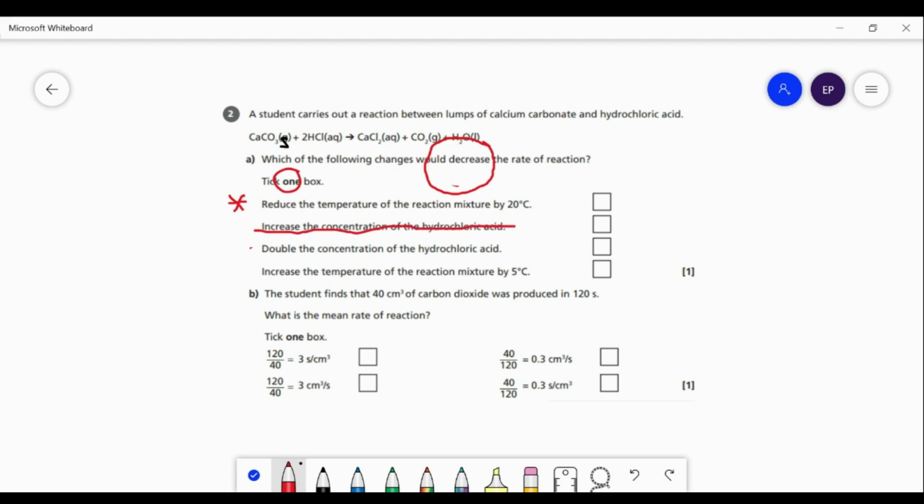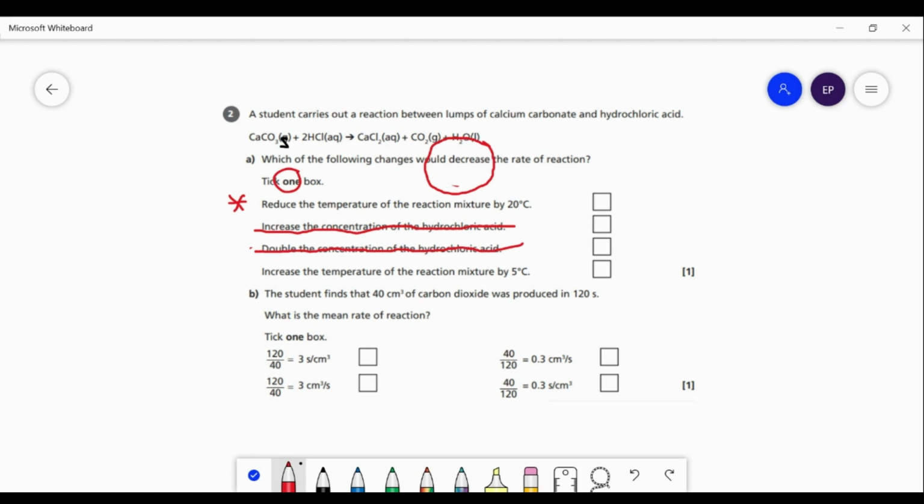The third option, doubling the concentration of the hydrochloric acid, was quite similar to the second one. Doubling the concentration of the hydrochloric acid, there's twice as many acid particles in the same volume. So we would expect them to collide twice as often. So the rate of reaction would increase rather than decrease. So again, we can remove that as a possible answer.